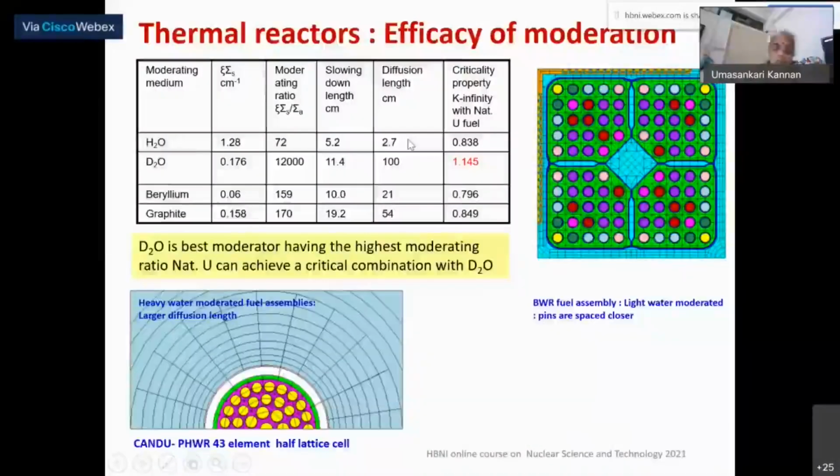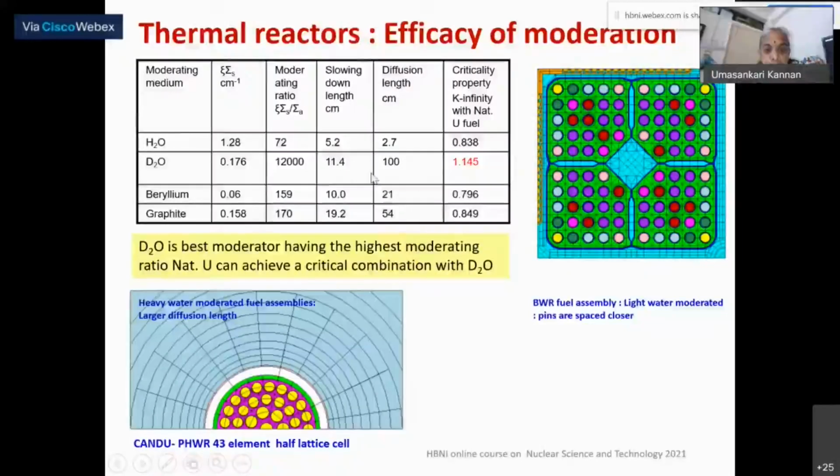And this diffusion length also I will come to. Right now you understand it to be the length traveled by a neutron in a diffusing medium, which is characterized by the diffusion coefficient and which is given by these numbers here. So here you can see that D2 is the best moderator, having the highest moderating ratio.